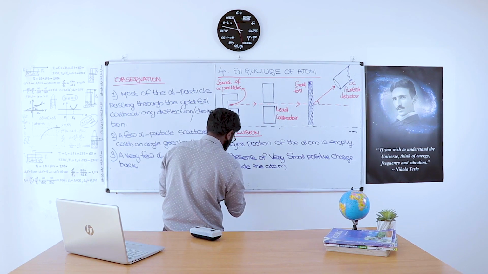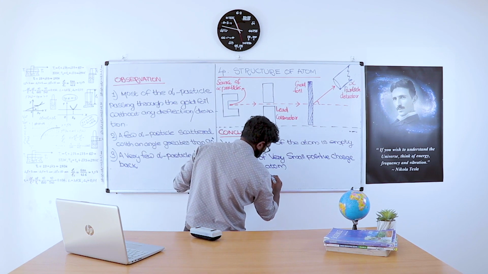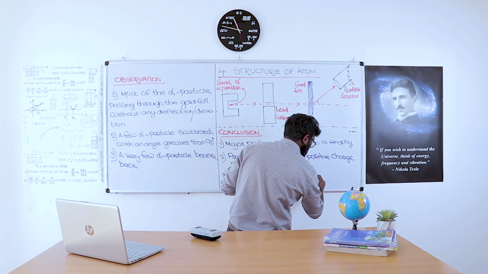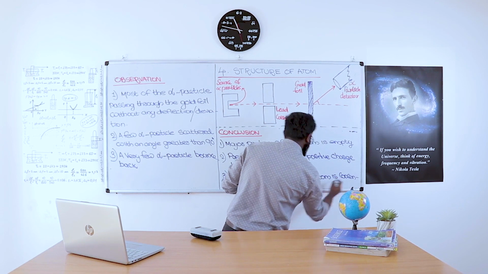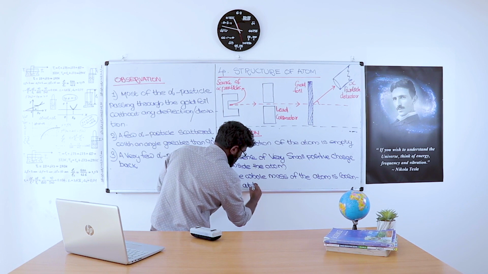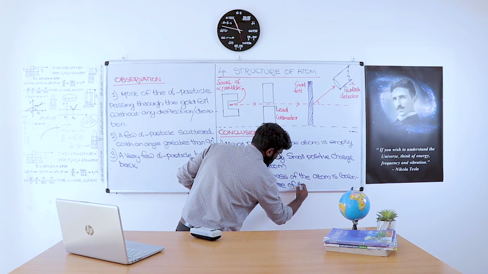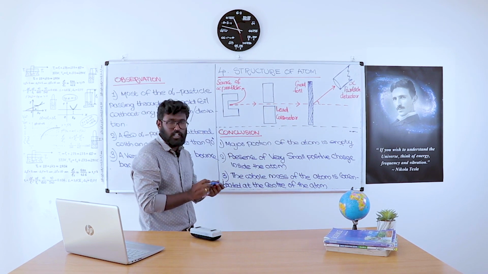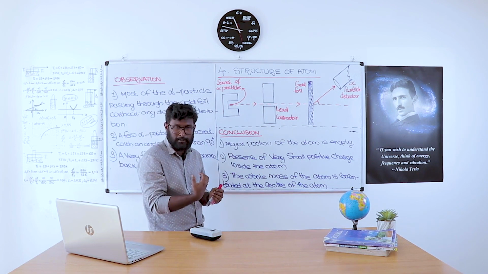The whole mass of the atom is concentrated at the center of the atom. That's why a very few alpha particles bounce back.